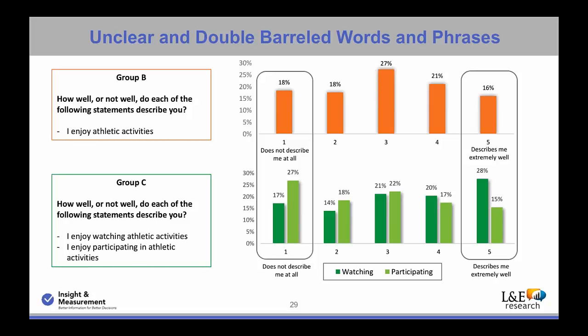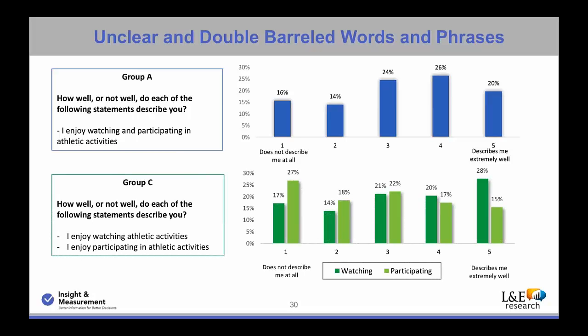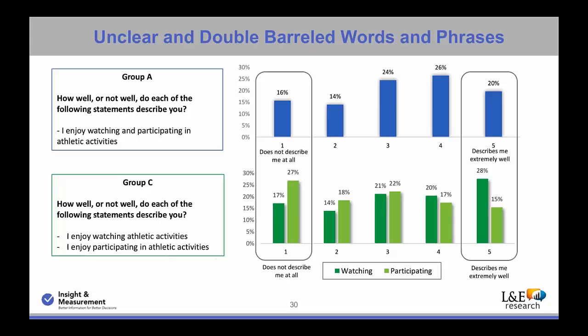They're very different. So here's the other substandard way of asking it, where we lump them together. I enjoy watching and participating. And you can see again that it's a pretty even distribution. And then we go down. This is what we saw before with the dark and the light green for watching and participating. And again, it's really on the ends of the scale where we're really missing it.